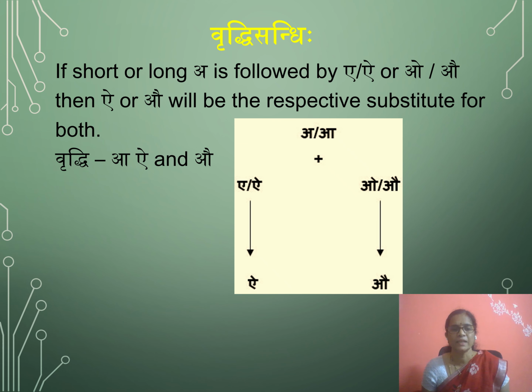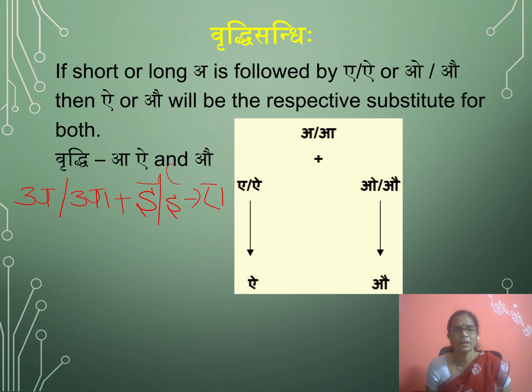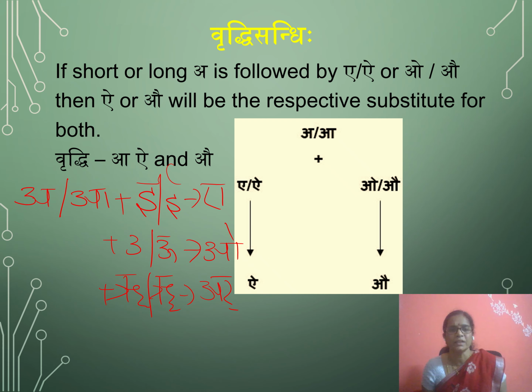Now we will see the next Sandhi, Vriddhi Sandhi. In the previous Sandhi, that is the Guna Sandhi rule, the first word should end with a, and if the second word starts with e, it becomes a, and if it is u, it becomes o, and if it is r, it changes into ar, right? Now we will see Vriddhi Sandhi. Here a plus e, we got a, right?